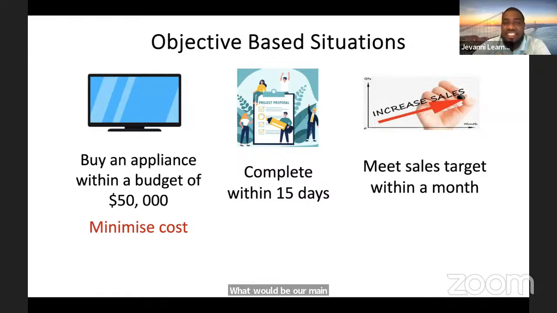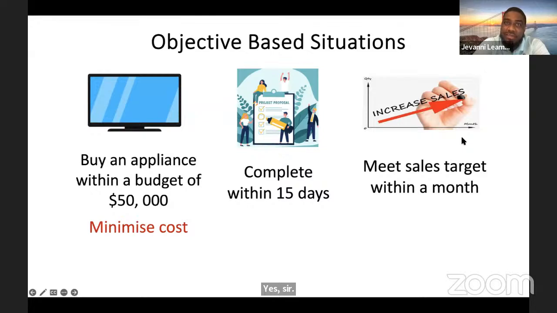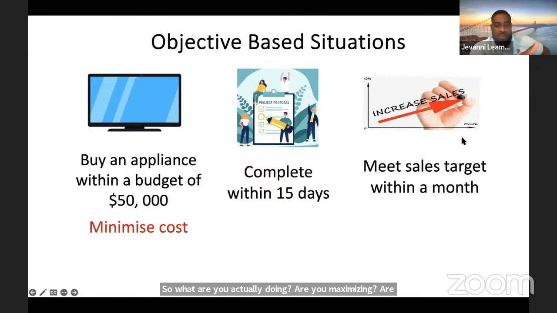All right, Alicia. Yes, sir. Complete it within 15 days or less. So what are you actually doing? Are you maximizing? Are you minimizing? So far, I've been using minimize. So minimize the cost. Minimize. What are you minimizing? The completion within the 15 days.